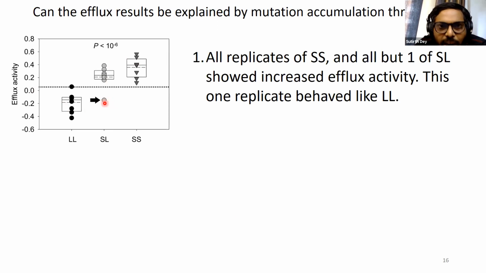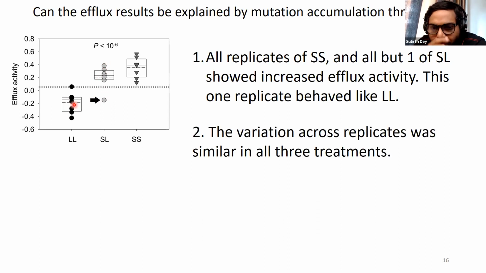Secondly, remember there was one replicate over here among the SLs which had a lower efflux activity just like the LLs. So it turns out, if you look at the speed of adaptation, this particular replicate adapted much faster than all these other guys. As a matter of fact, it adapted at a speed which was reminiscent of that of the LLs. Now, this is not the kind of behavior that you expect when you are getting drift and mutation accumulation through drift. More critically, if you have drift leading to all these things, then you expect the variation across your replicates to go up. But if you just look at it, you can see that the variation across the replicates is not really different. We formally tested it, and it was statistically similar, no significant difference in terms of the variation.